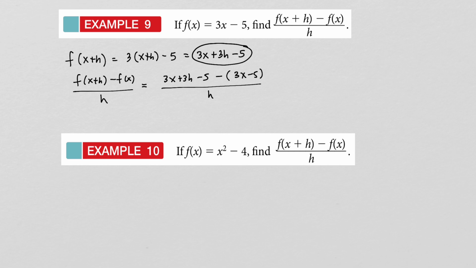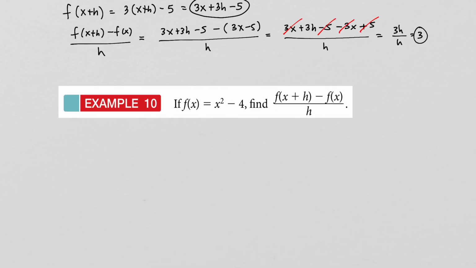So one thing we really like about this formula is the denominator is simpler. Let's go ahead and remove the parentheses. We have 3x plus 3h minus 5 minus 3x plus 5 all divided by h. Notice that we can cancel out 3x minus 3x, negative 5 plus 5, and we end up with 3h divided by h, which is 3. And that is the same answer we got a minute ago.